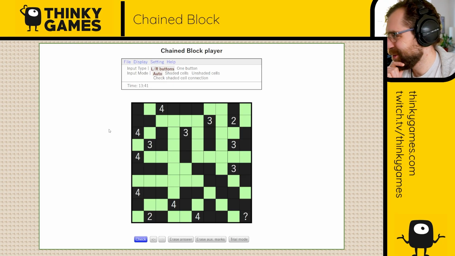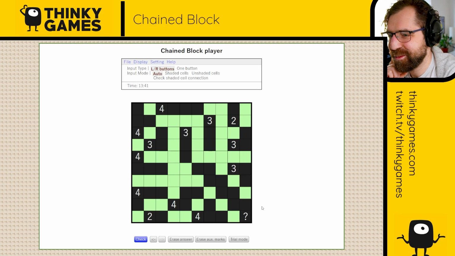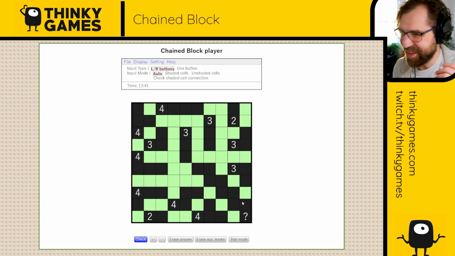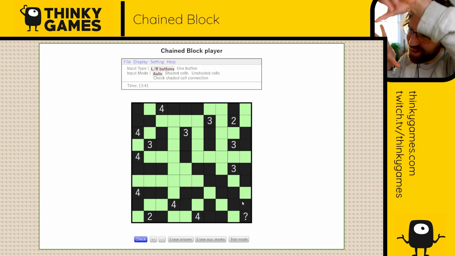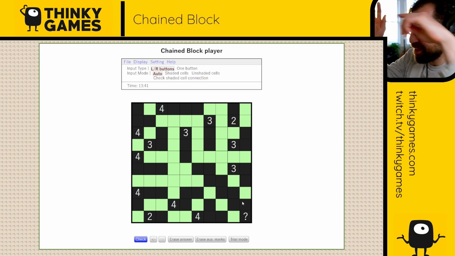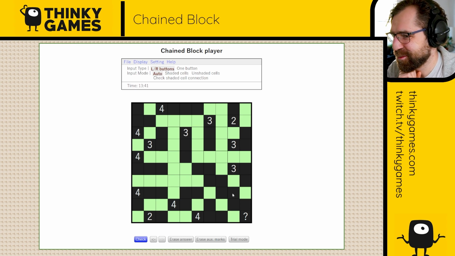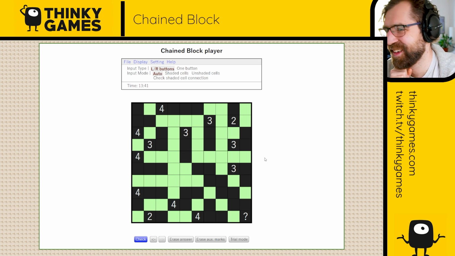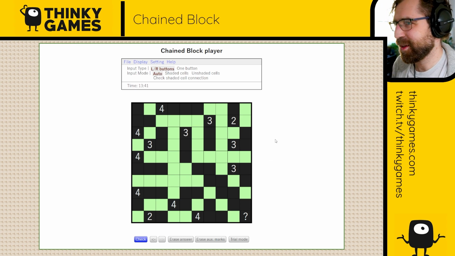I think chain block is awesome. Such a fun little puzzle type. Especially when it's got these question marks in it and you go, oh, but this chain needs to connect to this thing over here. How are they going to get to each other? And yeah, it's cute that this question mark just zigzags up to get to the 3. Super neat. Okay, cool. That was chain block.